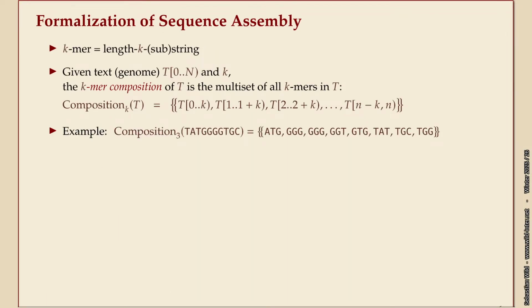There's a stretch of 4 Gs. So I'm going to have the first 3 and the second 3. That's why GGG occurs twice, and so on and so forth.